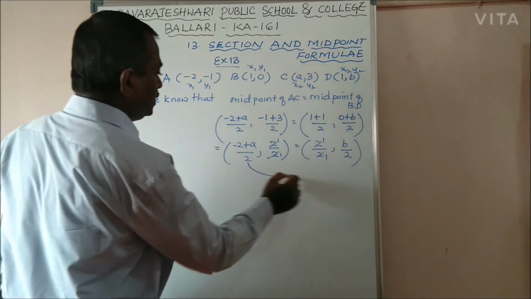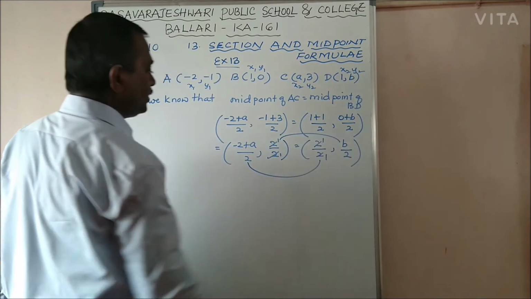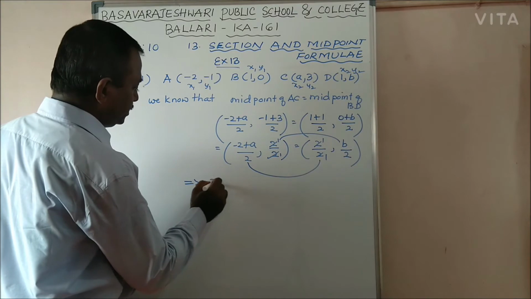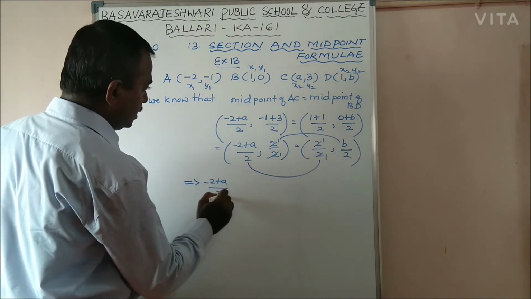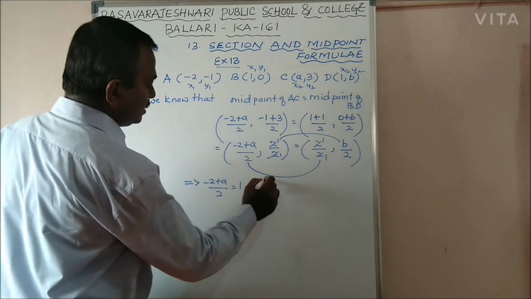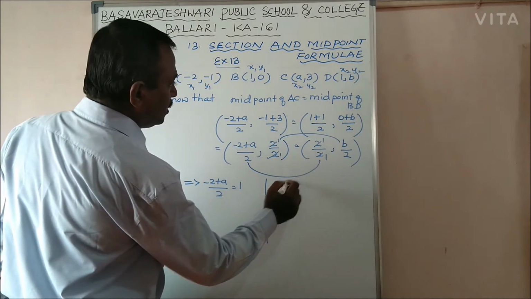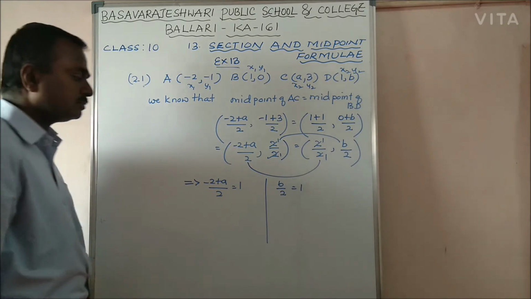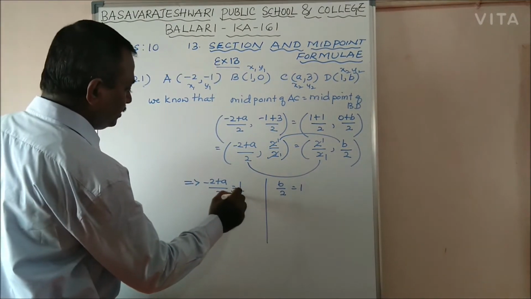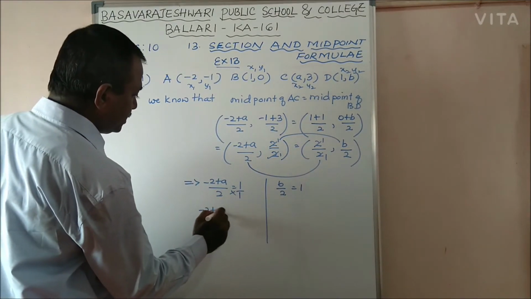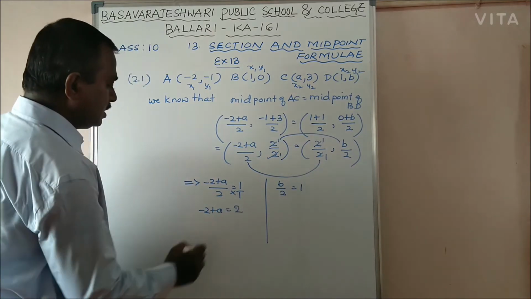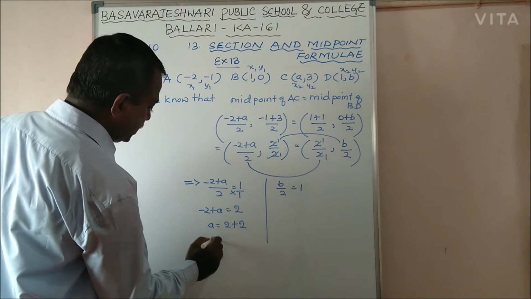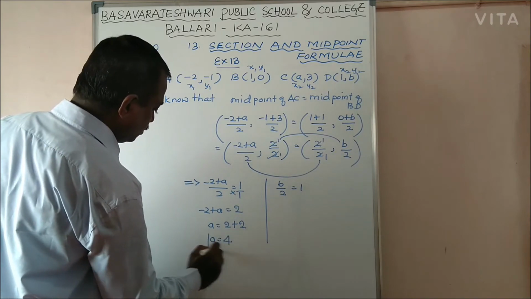So this x coordinate with the x coordinates, y coordinate with y coordinate. So this implies (-2 + A)/2 is equal to 1. Similarly, B/2 is equal to 1. Cross multiplication: -2 + A is equal to 2. A is equal to 2 + 2. A is equal to 4.